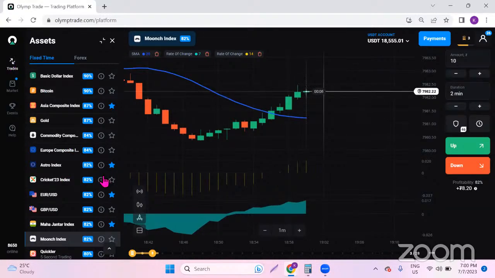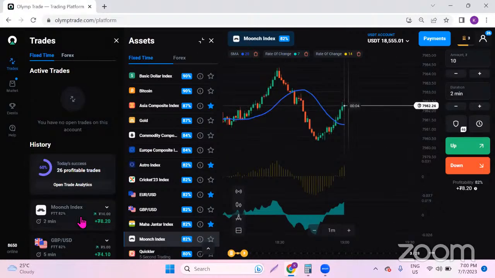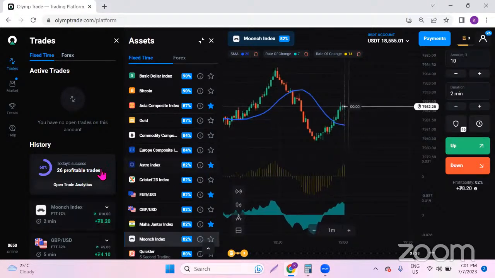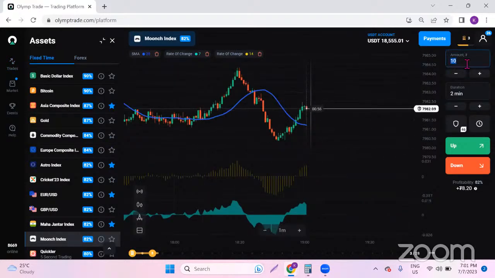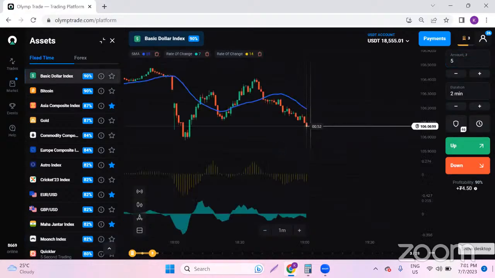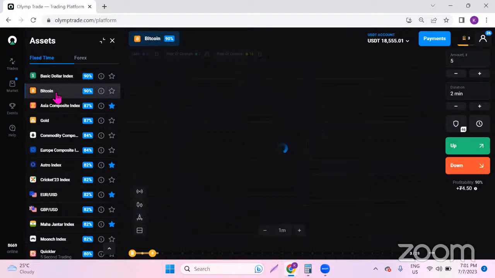So we made a recovery trade using martingale and we have won that trade. So we are in profit now. Let's just go back to our base amount, which is $5, and see how things work. Let's do some more trades with you guys.